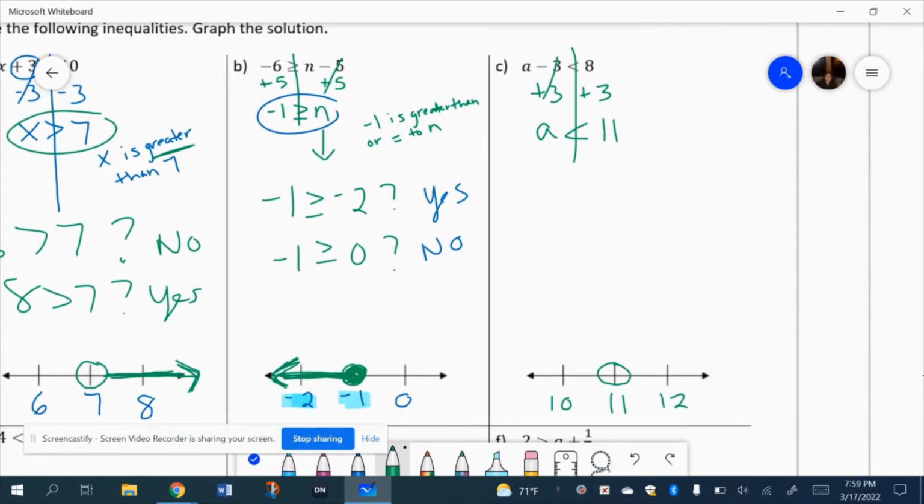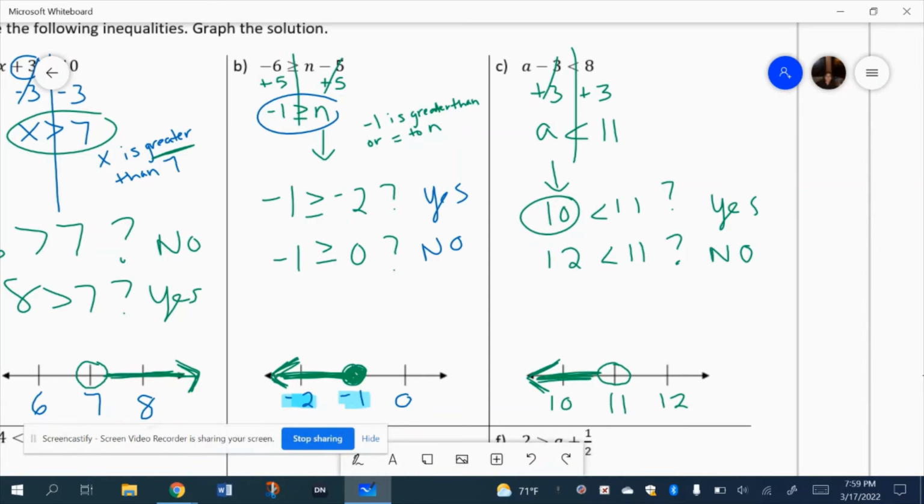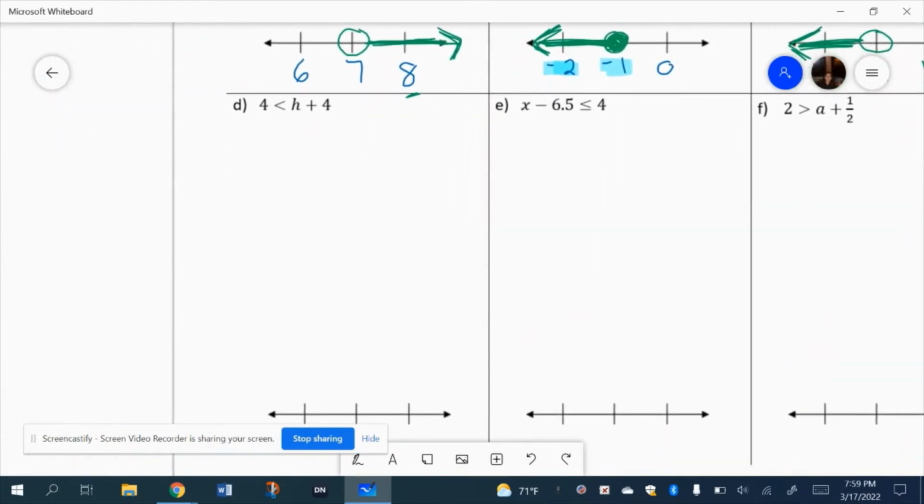Okay? So the question is, is 10 less than 11? Again, I'm replacing the A. Or is 12 less than 11? Well, 10 is less than 11. 12 is not. So because 10 works, we're going to shade to the left. Okay, let's keep going. Letter D.